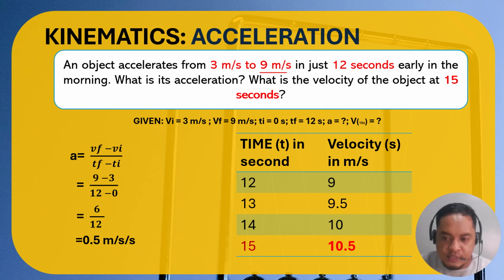Okay. The North Star of this topic is find the initial velocity, calculate the acceleration, and then add this acceleration to your initial velocity, and then it will give you the right velocity at a specific time. Just add the acceleration to your velocity.